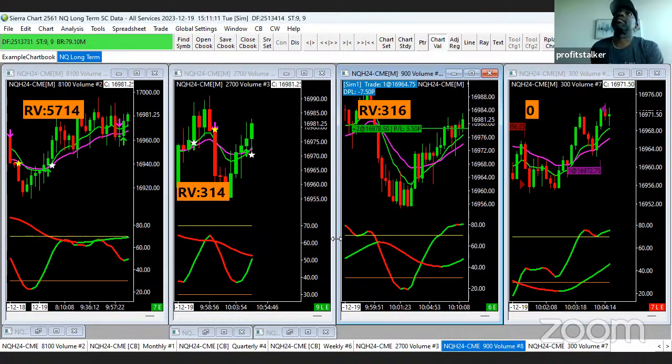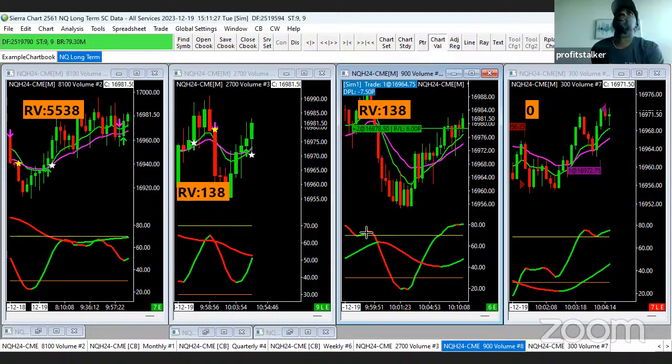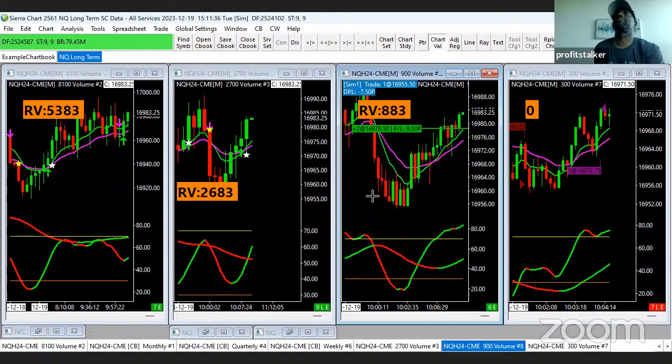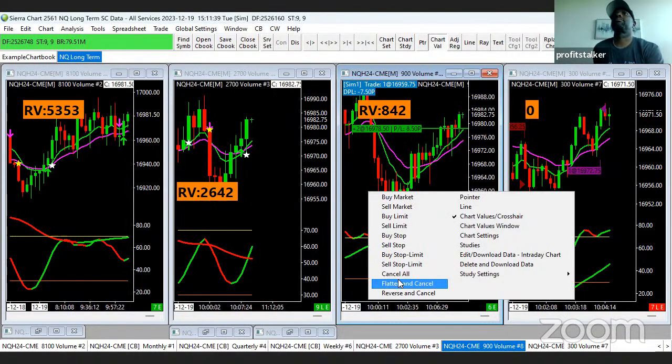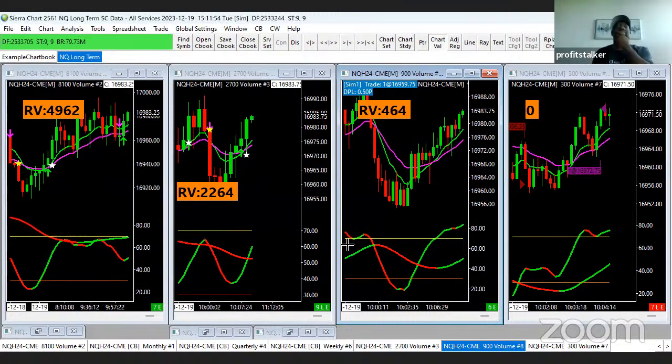So we just have to wait, right? This thing is all about probabilities. It's at the top of that range. Yeah, it's pushing now though.